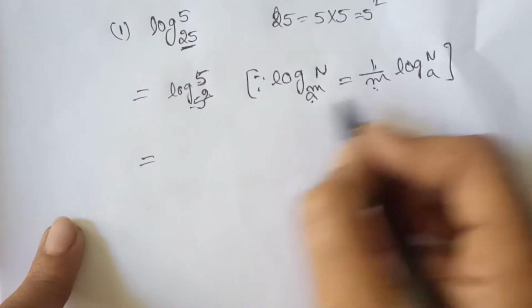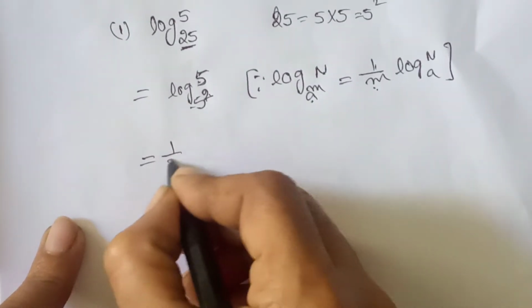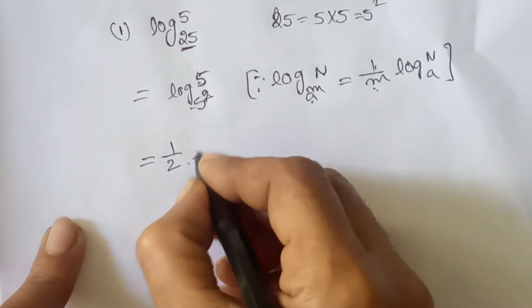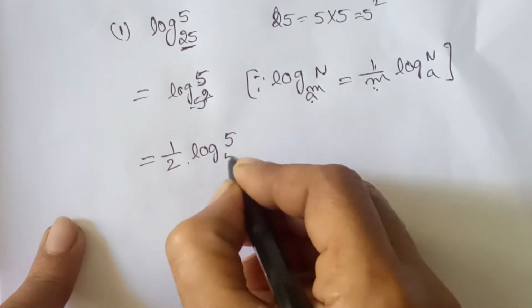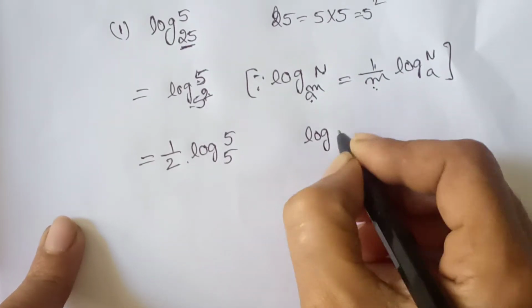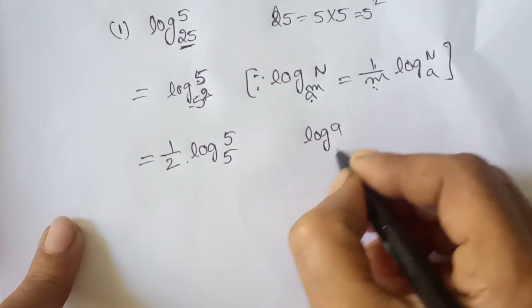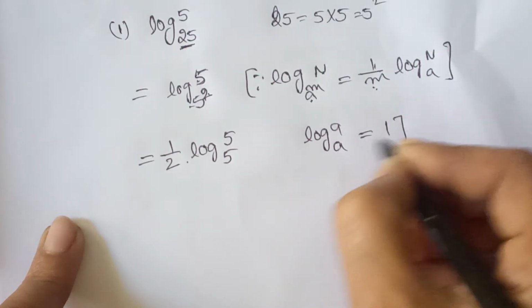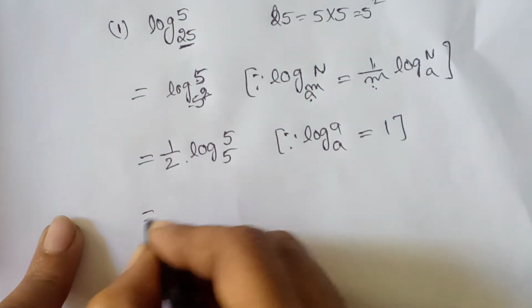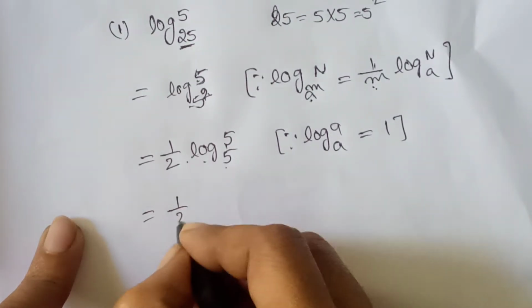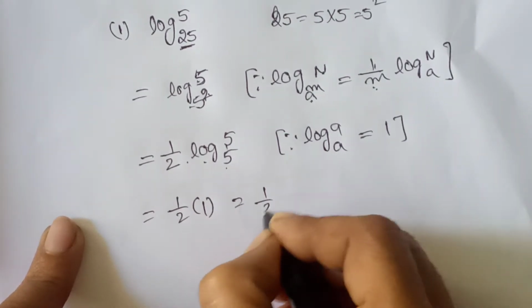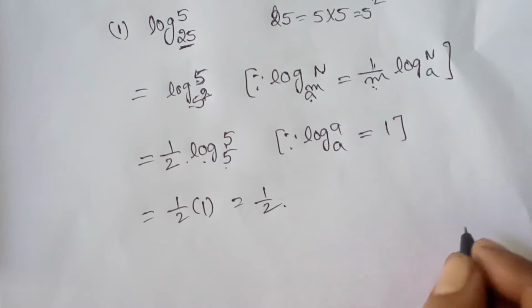So 1 by m equals 1 by 2 into log 5 base 5. What is the value of log 5 base 5? This is of the form log a base a, which equals 1. So log 5 base 5 means 1. So 1 by 2 into 1 equals 1 by 2. Okay, next problem.